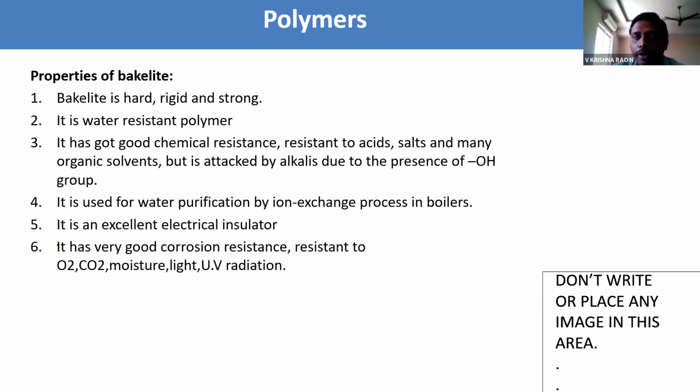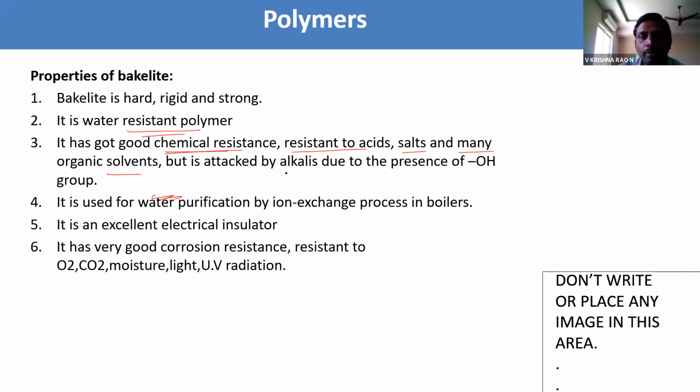Now coming to the properties of bakelite. Bakelite is a hard, rigid, and strong polymer. It is a water resistant polymer. It has good chemical resistance and resistance to acids, salts, and many organic solvents.